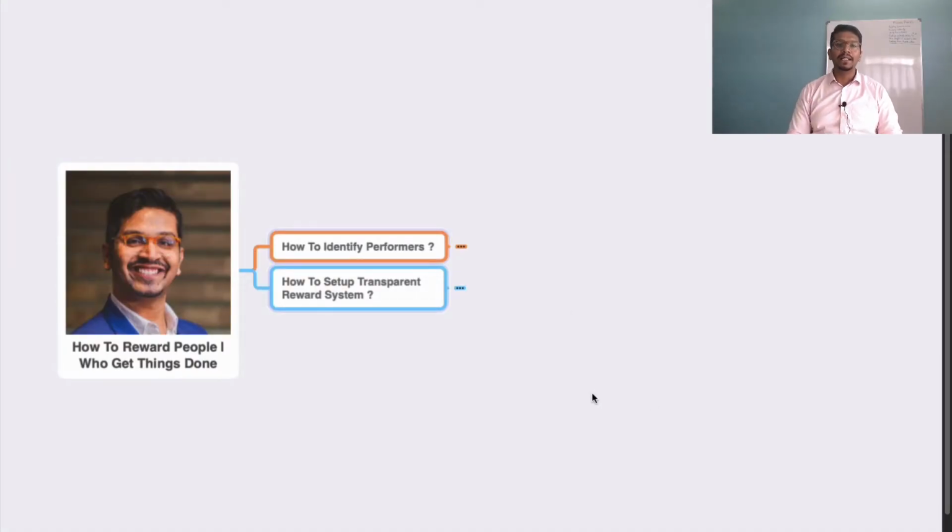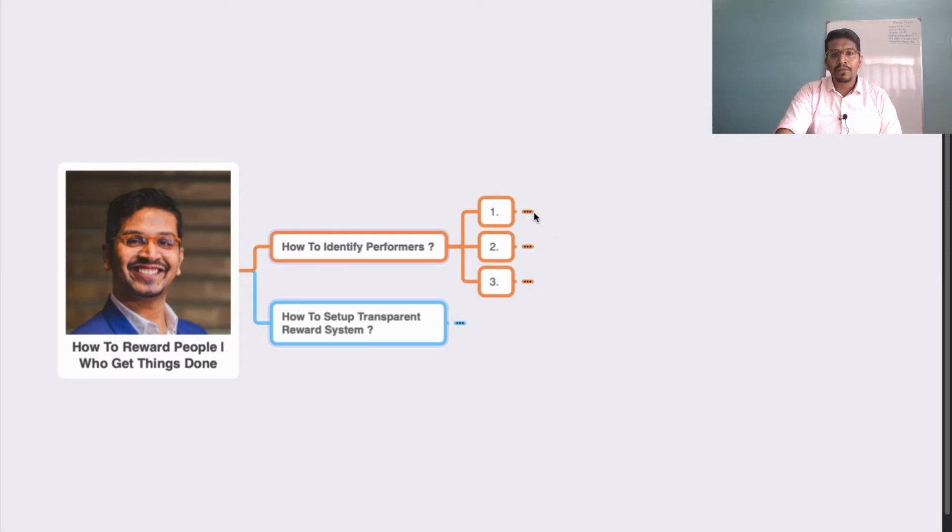So I'll be answering these two questions, which are how to identify a performer and how to set up a transparent reward system where you reward a performing member more than your non-performing member without creating a dispute. So for that to happen, let's jump into the first part.